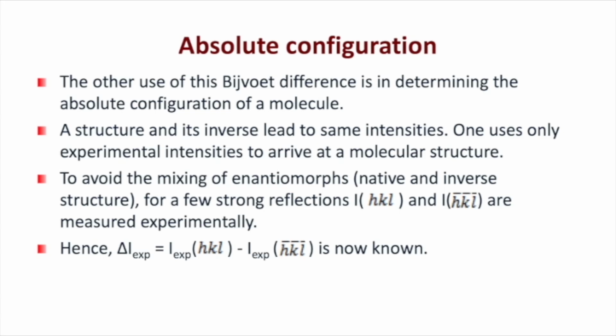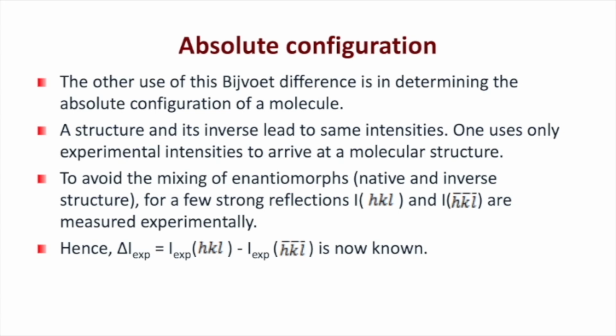Okay, because we use only experimental intensity to arrive at a molecular structure. To avoid the mixing of the native and inverse structure, which are known as enantiomers, we have to select a few strong reflections and find the intensities experimentally and find the intensity difference. That is known as delta I experiment. So once you measure the intensity, these are known. But after determining the three-dimensional structure in a conventional way, from the positions of these atoms in the molecular structure, I can calculate intensity of HKL and H bar, K bar, L bar, and I also can find the difference between these two, which is known as delta I calculated.